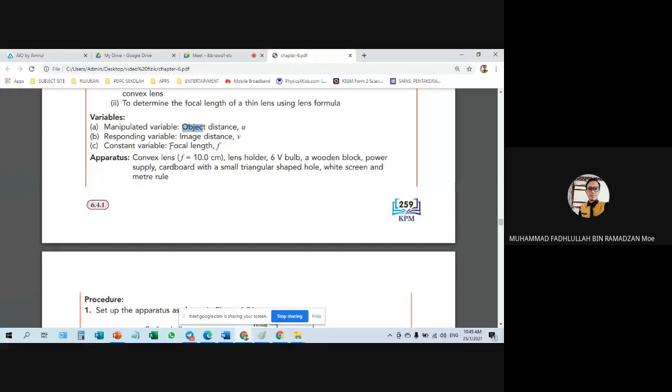Constant variable. Constant variable ni you kena highlight. Constant variable you tak boleh simply ambil saja yang lain-lain. Because constant variable mesti something yang kita boleh measure juga. Okay, can be measured. Tak boleh yang tak boleh measure you letak as a constant variable. In physics, constant variable can be measured. That's why kita namakan dia physics. Okay, so yang sini constant adalah focal length.